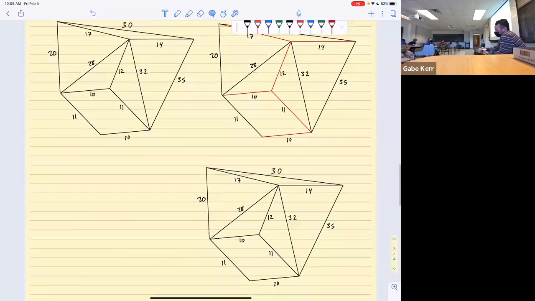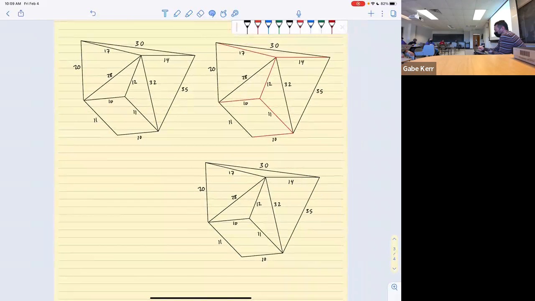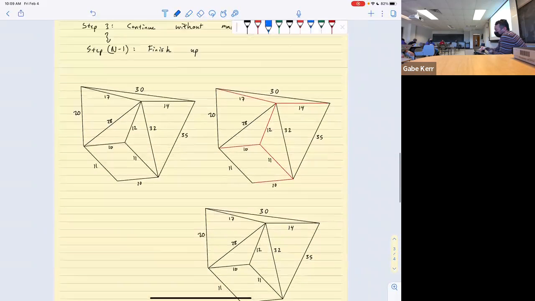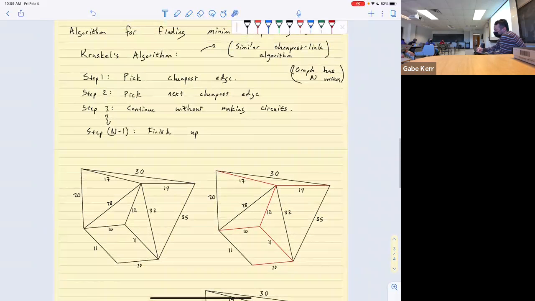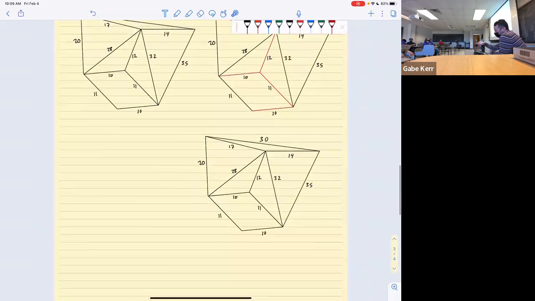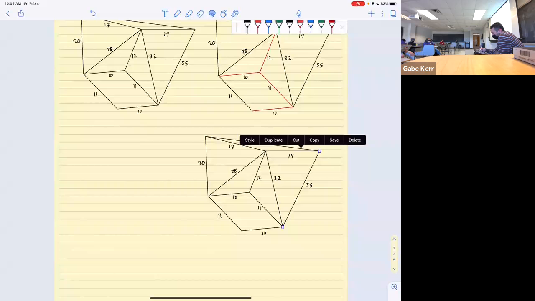You can still do Kruskal's algorithm is what I'm saying. If you want to find a maximal spanning tree, you can do Kruskal's algorithm, but now you just have to replace cheapest with the most expensive, right? So if you want to reverse this algorithm, you just make it the most expensive. And if you do that, we can try that algorithm. So for a maximal spanning tree, we'll look for the longest or most expensive edge. I think 35 looks like that's the one, right? So let's do that. Blue.